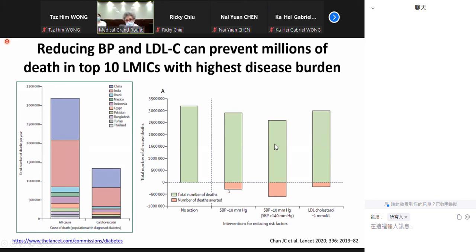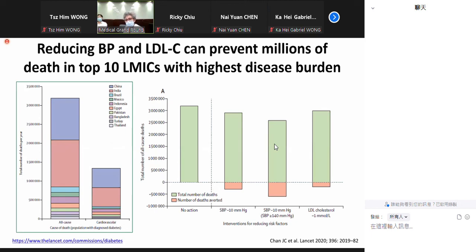Now, only if among these people, if we can make sure that they are treated by lowering the blood pressure, and of course the impact is greater in people who have higher blood pressure, and then reducing the cholesterol, you can actually reduce nearly 800,000. This is really adding together. This is nearly 1 million deaths among these people.